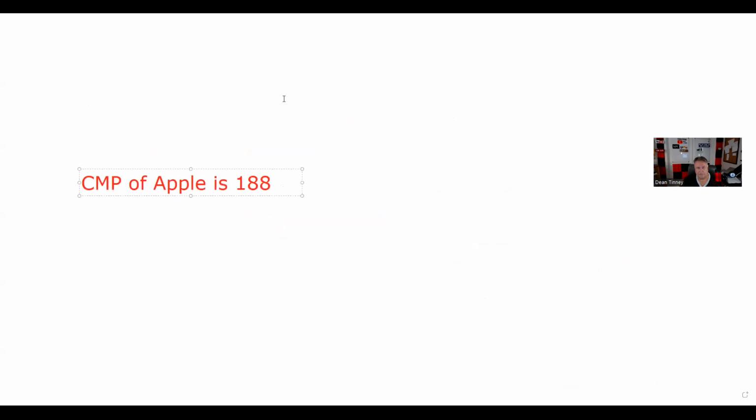And what are the two positions you can have in a stock? Long or short? Right on. So let's say that you buy 1,000 shares of Apple at 188.